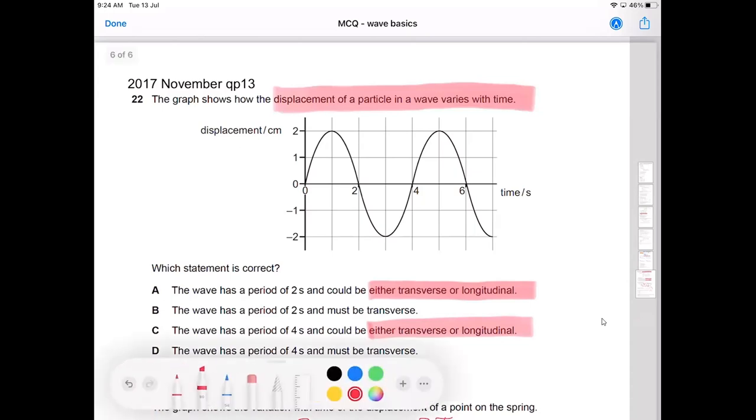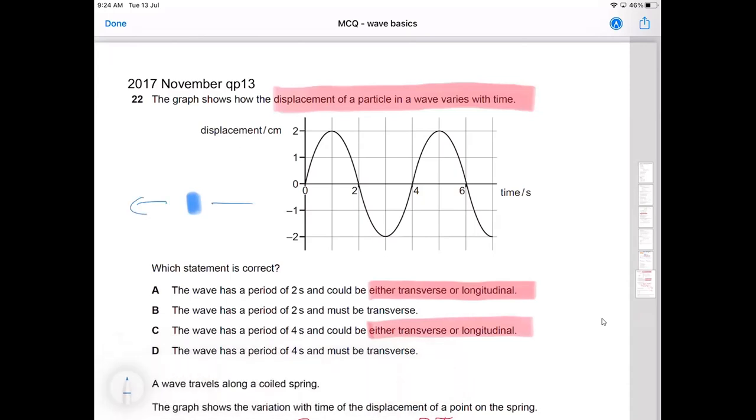Ooh. So would you agree with me that this could represent a particle that's doing something like this? It could be doing something like that, where it's going 2 centimeters to the left and 2 centimeters to the right, and it's displacing over time. So the graph itself can represent either transverse or longitudinal. Well, does that make sense? Yes. So this itself is not the wave. This graph is not a wave. This is not a wave. It's a displacement time graph.